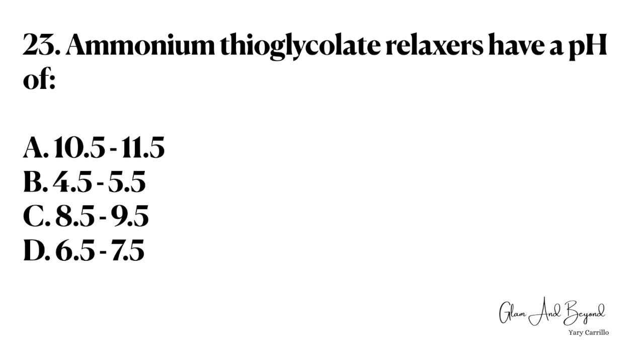Number 23. Ammonium thioglycolate relaxers have a pH of A. 10.5 to 11.5, B. 4.5 to 5.5, C. 8.5 to 9.5, D. 6.5 to 7.5. The answer is C. 8.5 to 9.5.